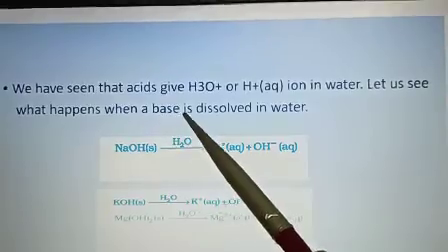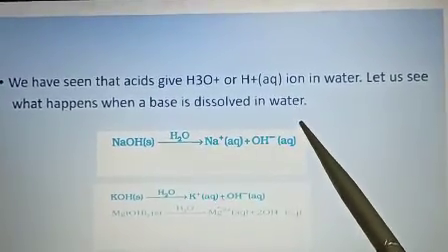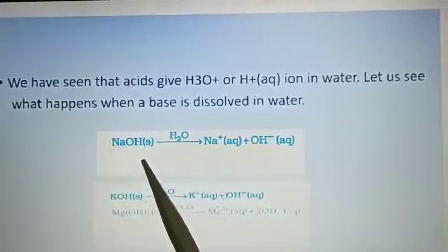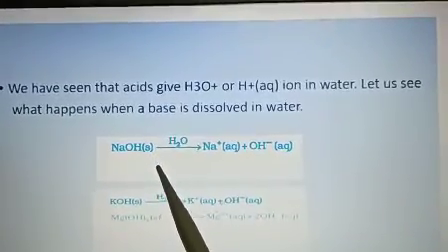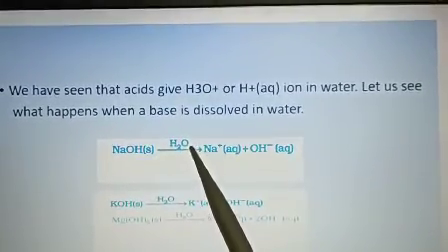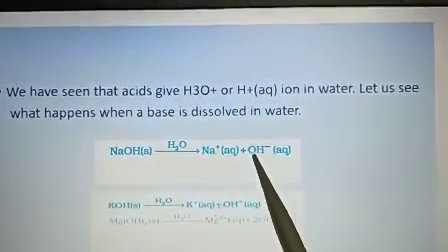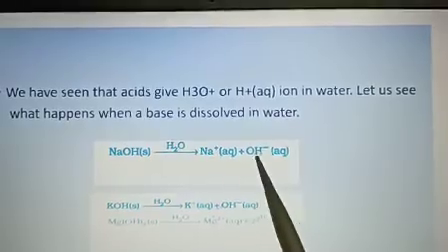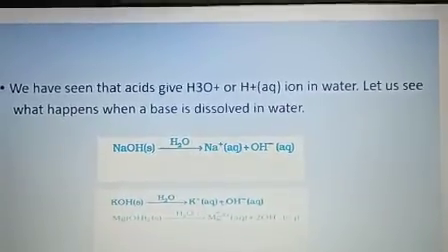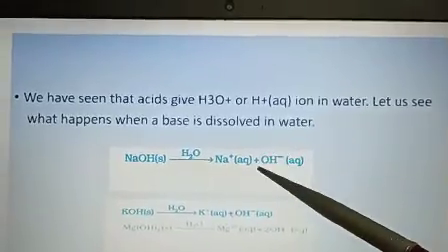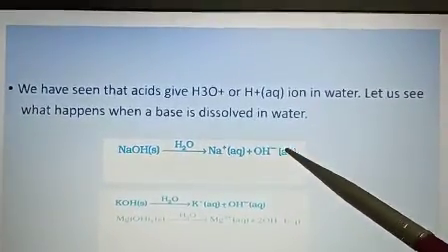what happens when a base is dissolved in water? Now this is a base, that is NaOH, and it is a solid here. When it is dissolved in water, it forms sodium, that is Na plus aqueous, and OH minus. Why is aqueous always written? Because this reaction is taking place only in presence of water. So it is written here aqueous.